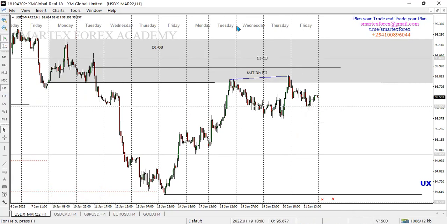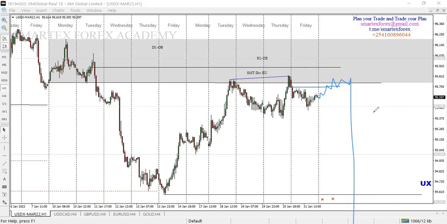So this is something I may expect to happen. If the price is not willing to go above here, I expect it to come to this OB here, right into it, then we sell off.